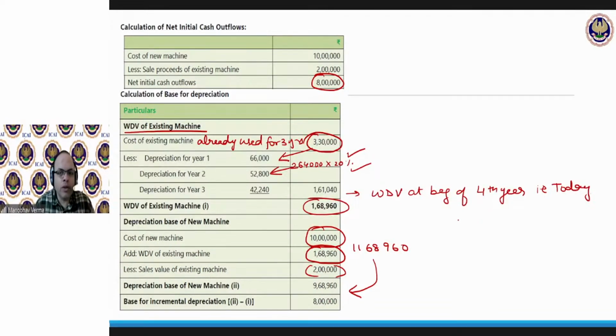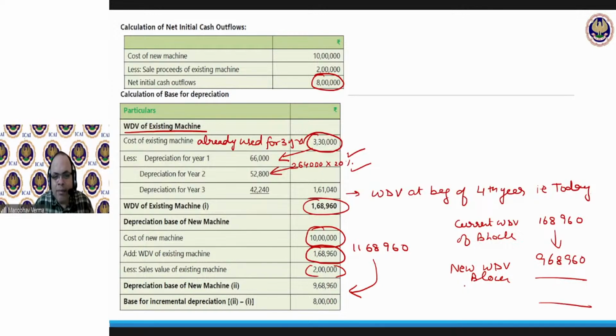So we are talking about the current WDV of the block being 1,68,960. And the base for the new WDV block is 9,68,960. Very logically, this is no surprise. The incremental base is 8 lakhs. That's what the initial outflow was. It had to be, but we have to do a cross check. We have to double check. It has to be 8 lakhs.